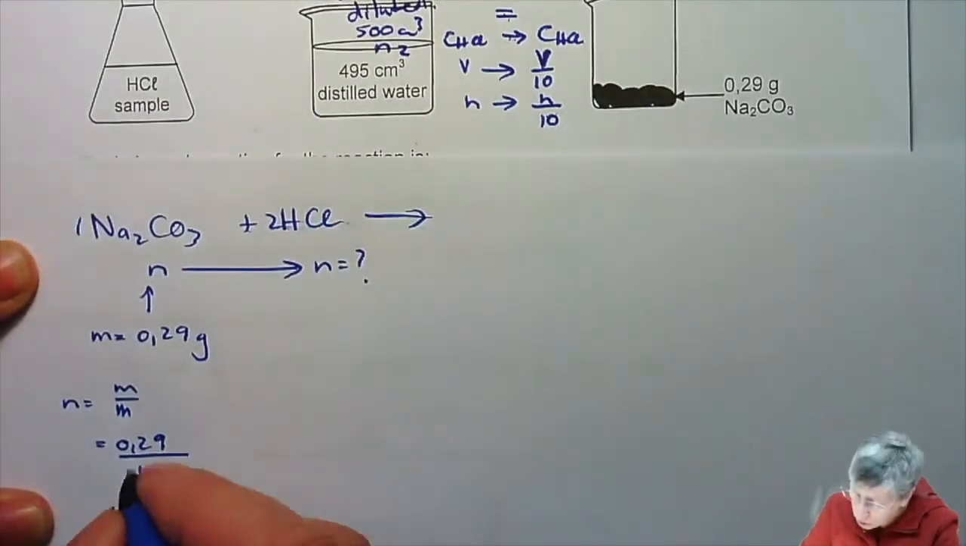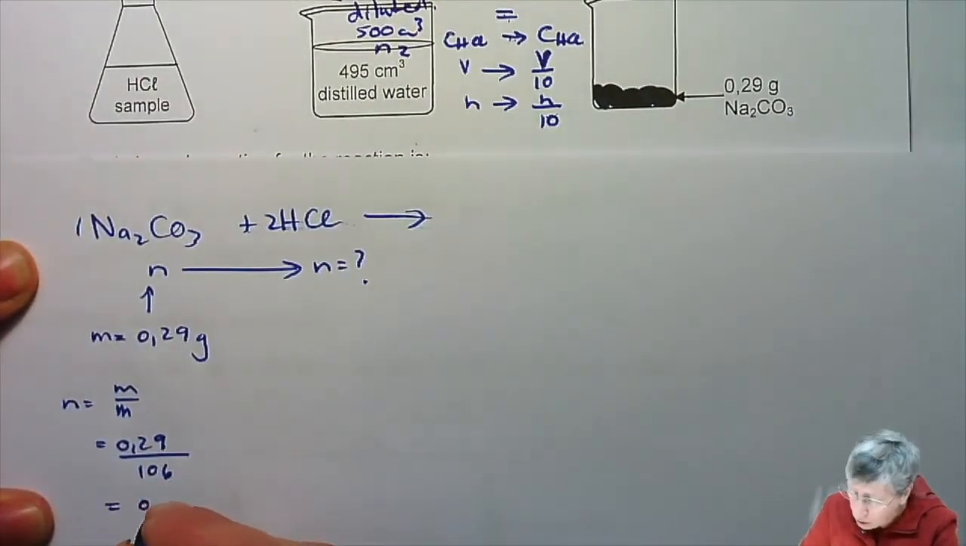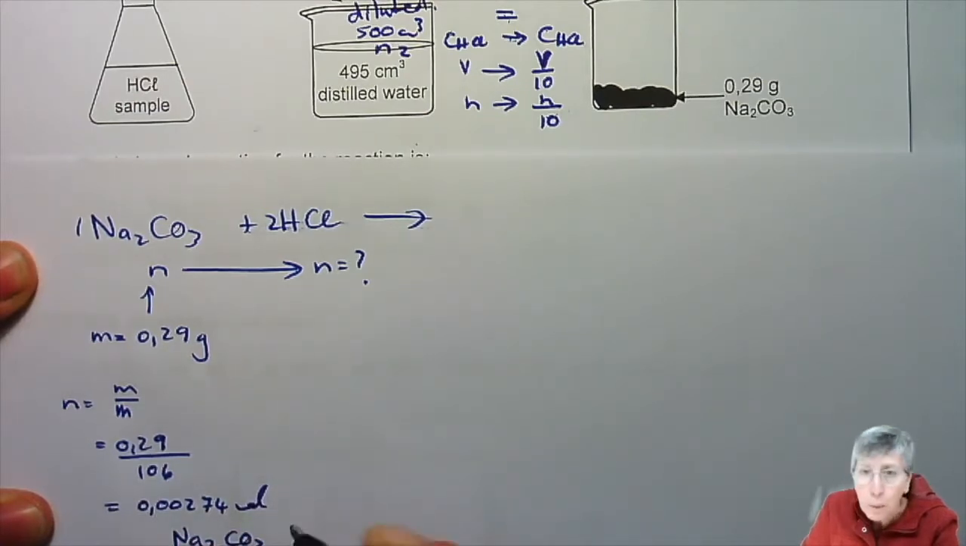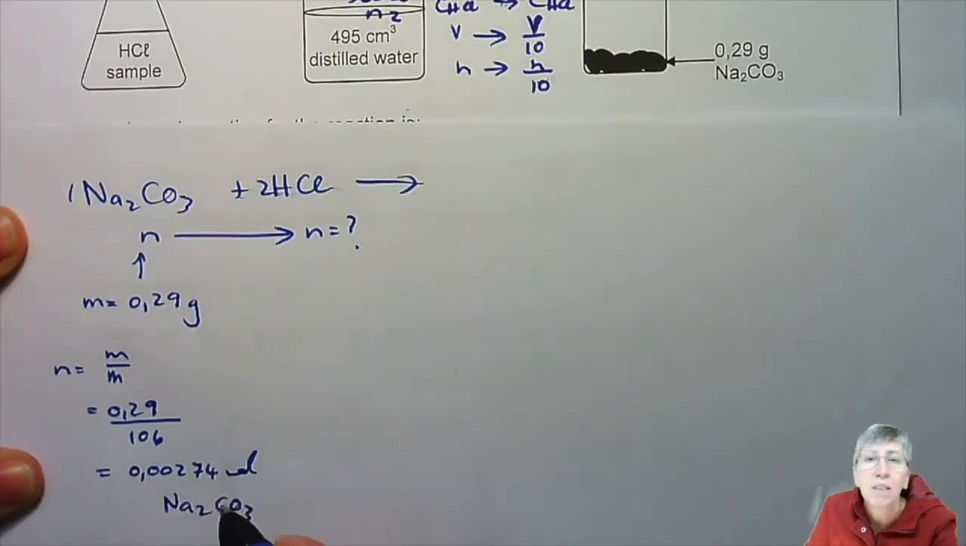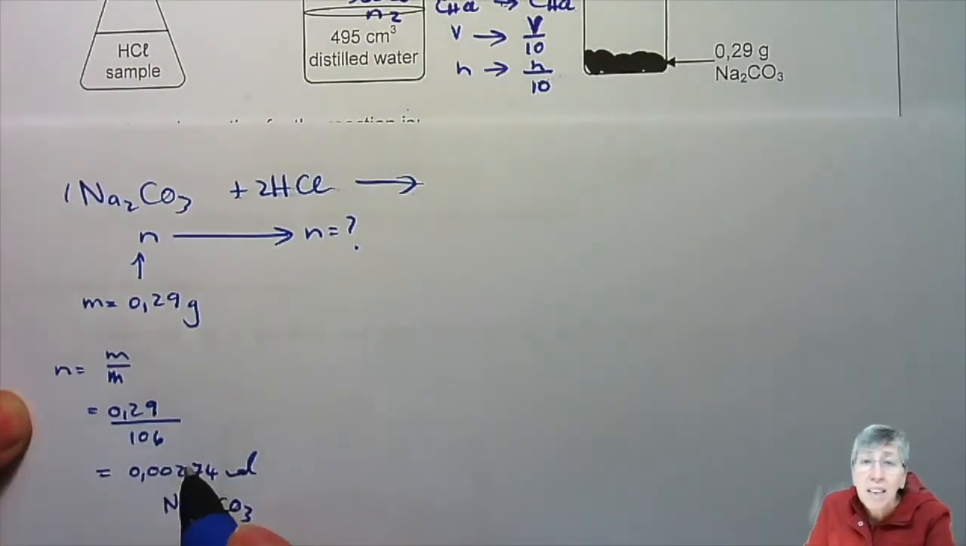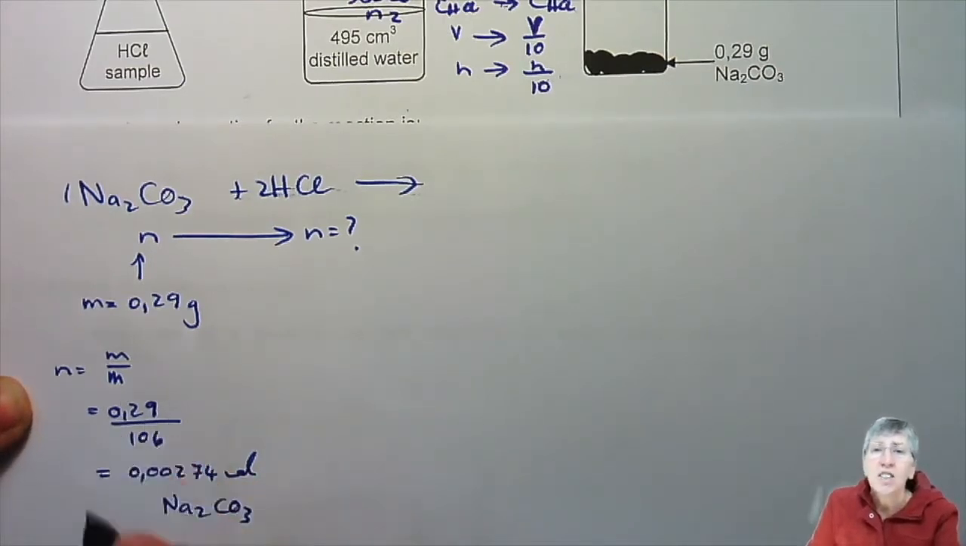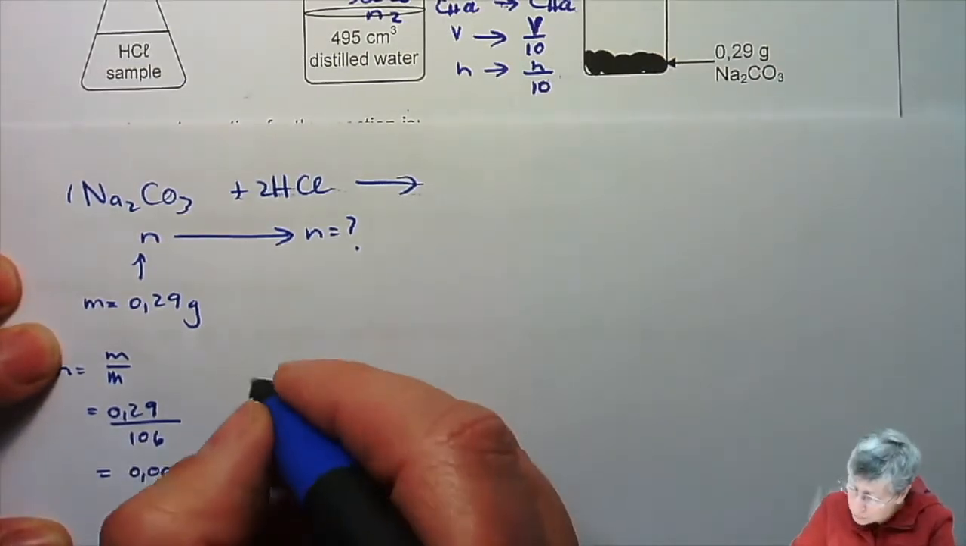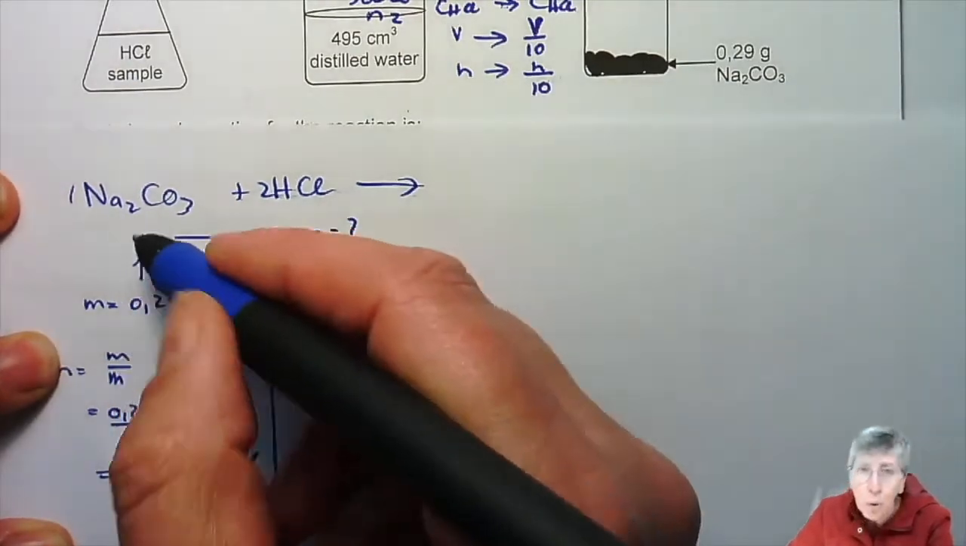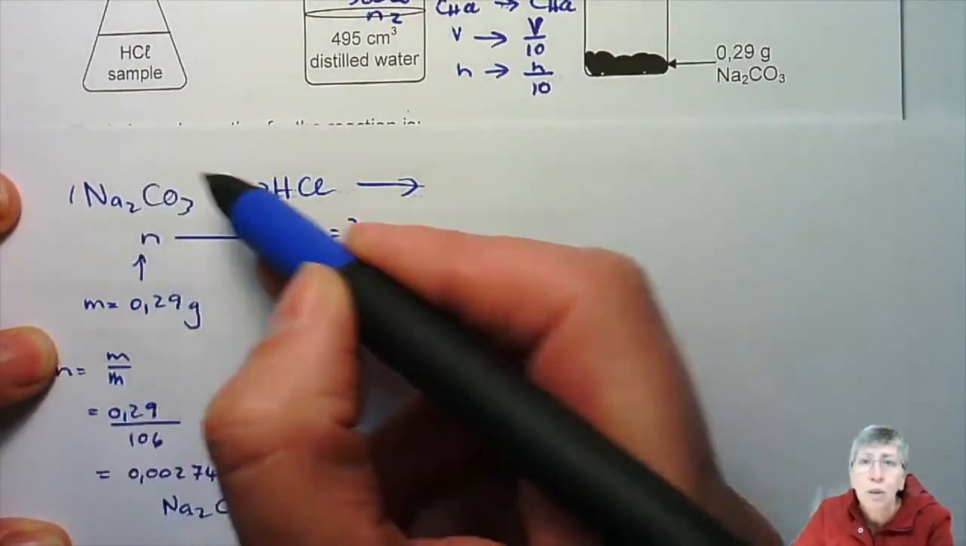Right, and if you do that, you end up with 0,00274 moles of sodium carbonate, or 2,74 times 10 to the minus 3. You can write it out like this, just don't round it off, and keep this in your calculator as well. Right, so we have worked out the number of moles of sodium carbonate.